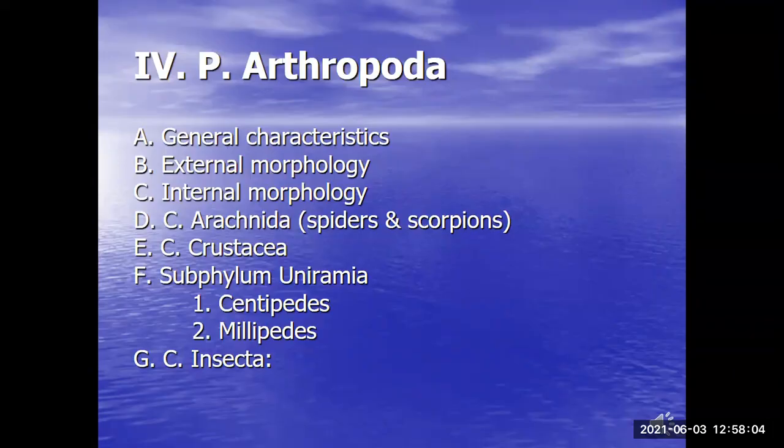General characteristics. Arthropods are called arthropods because they have jointed legs, right? Jointed legs. Pod is foot, arthro is joint.